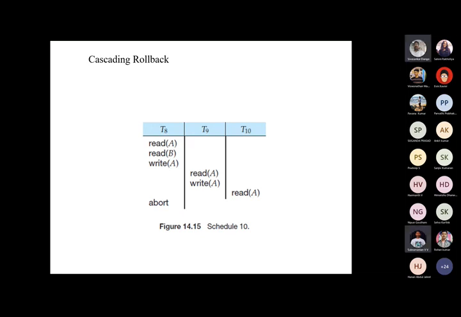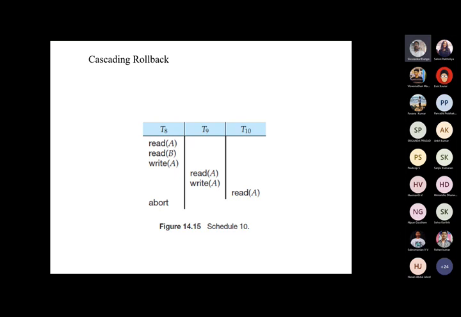Right. So this is known as cascading rollback, right? So here in the slide, transaction T8 writes a value of data item A that is read by transaction T9. And over a period of time, T9 writes a value of data item A that is read by transaction T10. So they are dependent. They are sharing the same variable, or referring to the same variable.